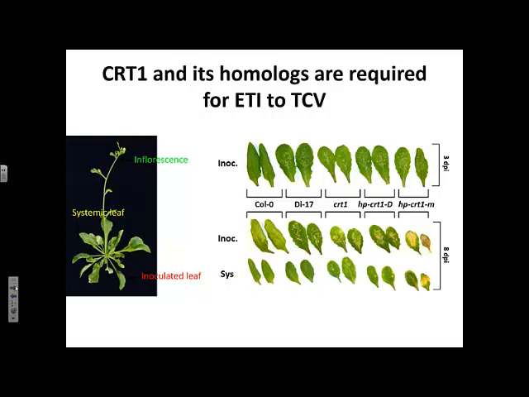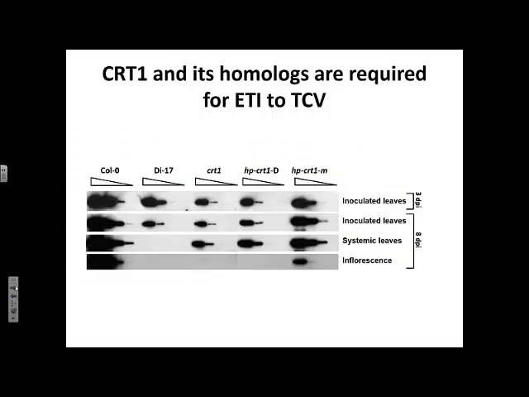When we did that, we found that this disease symptom was much more profound compared to the mutant background, and more so as compared to Di-17. And we now begin to see that the systemic portion of the leaf begins to show some disease symptom as well. So the next approach was, let's try doing this in a quantitative fashion.